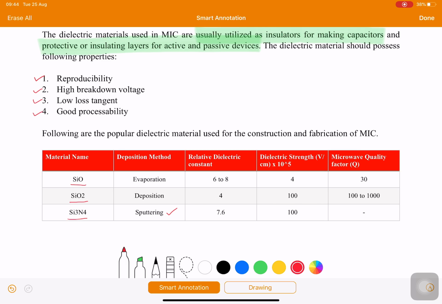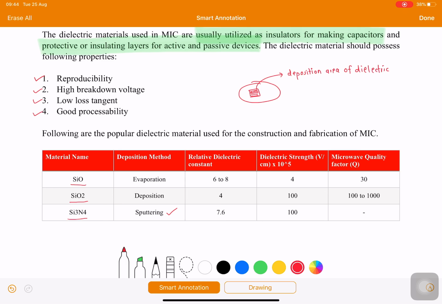Okay, so for example, if this is a circuit, and over this circuit, this is the position over which I want to deposit. Let us call this the deposition area of dielectric, right? So how can this be done with the help of sputter type of deposition.